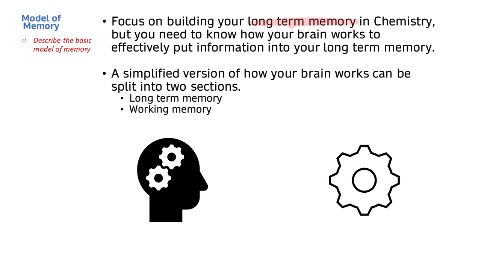All right, so we're going to learn about how your brain works and how to effectively put information into your long-term memory. Okay, because getting it into long-term memory is not as easy as it seems, and there's lots of things to think about. All right, so a simplified version of how your brain works can be split into two sections. It's about your long-term memory, which we're talking about, but also your working memory. And so we're going to discuss those two things, your long-term memory and your working memory. So let's go through how your brain works.